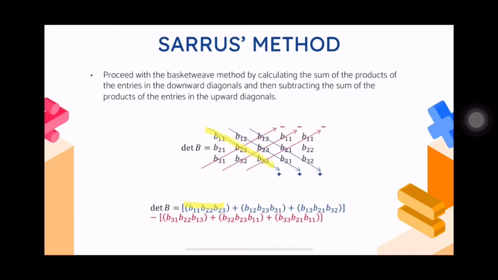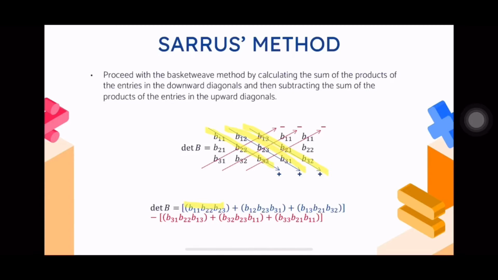So, pag downward daw yung ating diagonal, that will bear a positive sign. Okay, yun yung madaling tandaan. So, you have B12, B23, B31, and then B13, B21, B32. Lahat ito positive. They will bear positive signs.